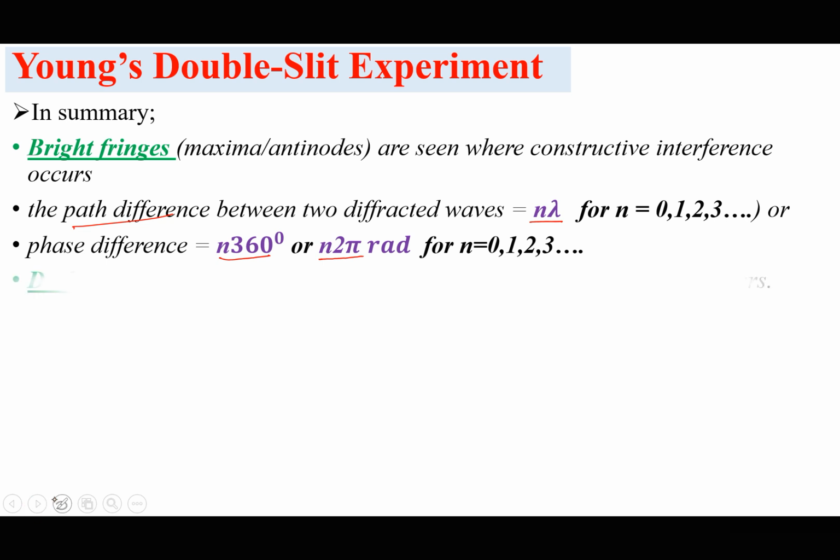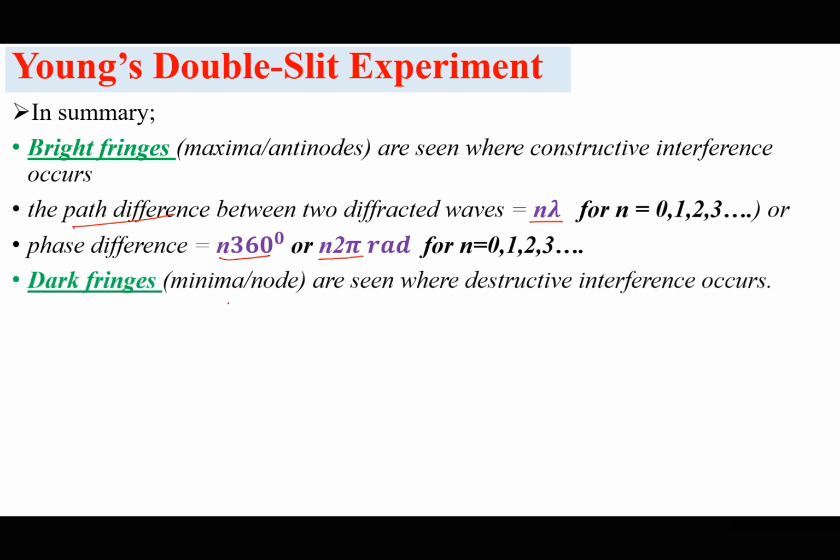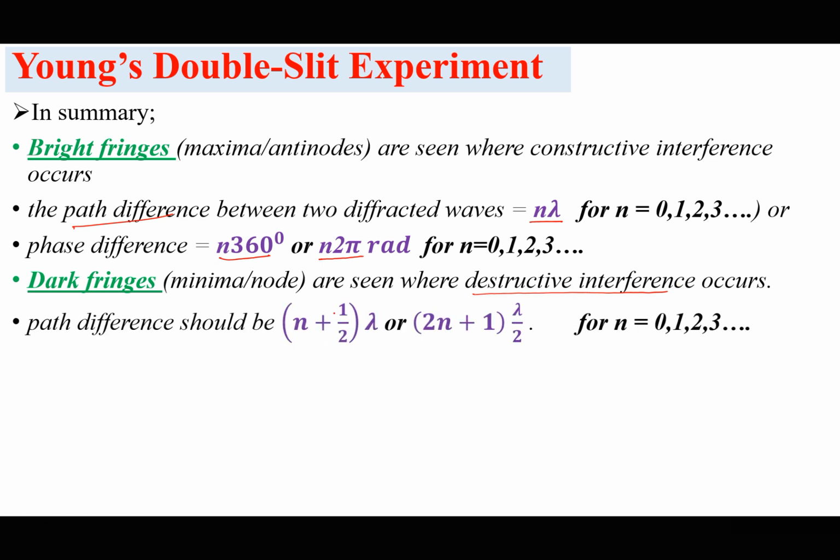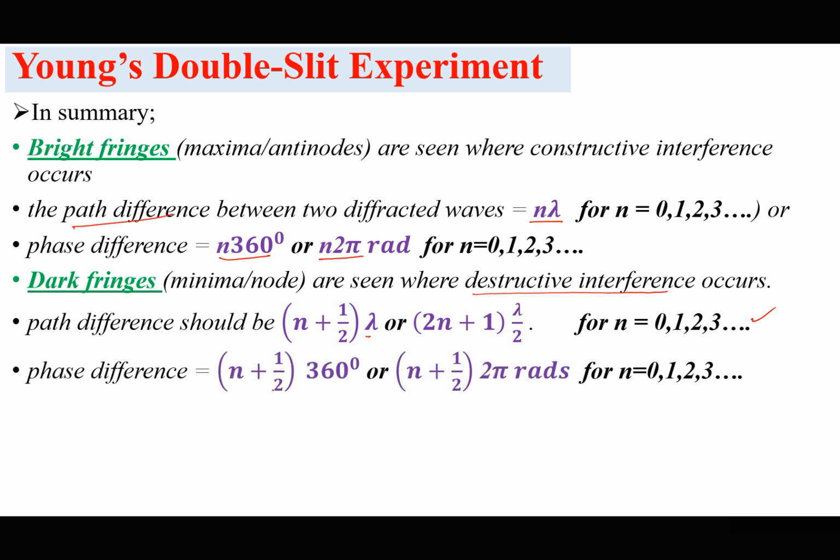Then for a darker fringe to be formed, or a minimum, or a node, we know that these are seen when destructive interference occurs. And when does destructive interference occur? We saw that the path difference is either (n plus a half) of a wavelength, or (2n plus 1) times half a wavelength, where n is equal to 0, 1, 2, 3, and so on. So this is the path difference. For the equivalent phase difference, we just remove wavelength and put in the equivalent. Wavelength is distance, a complete cycle, and the complete cycle is 360 degrees. And this is half a cycle.